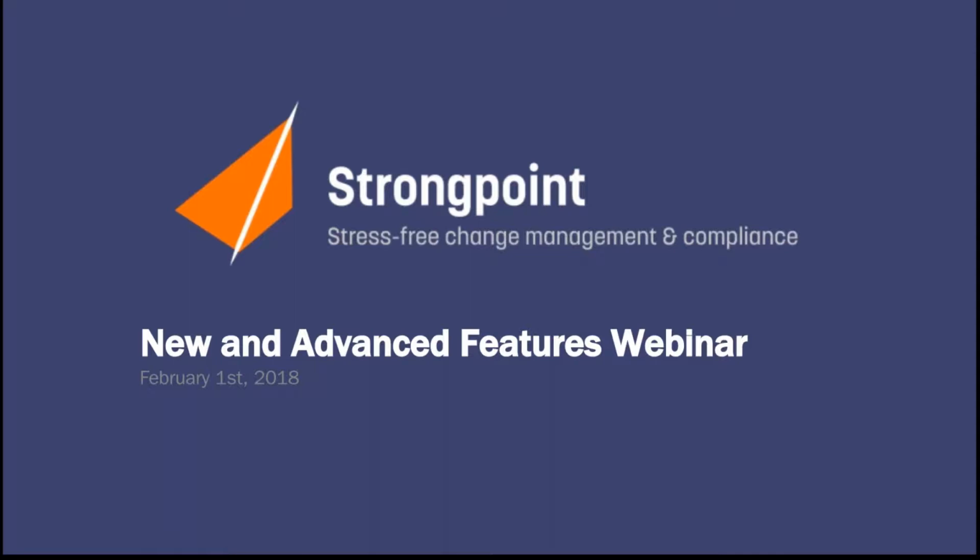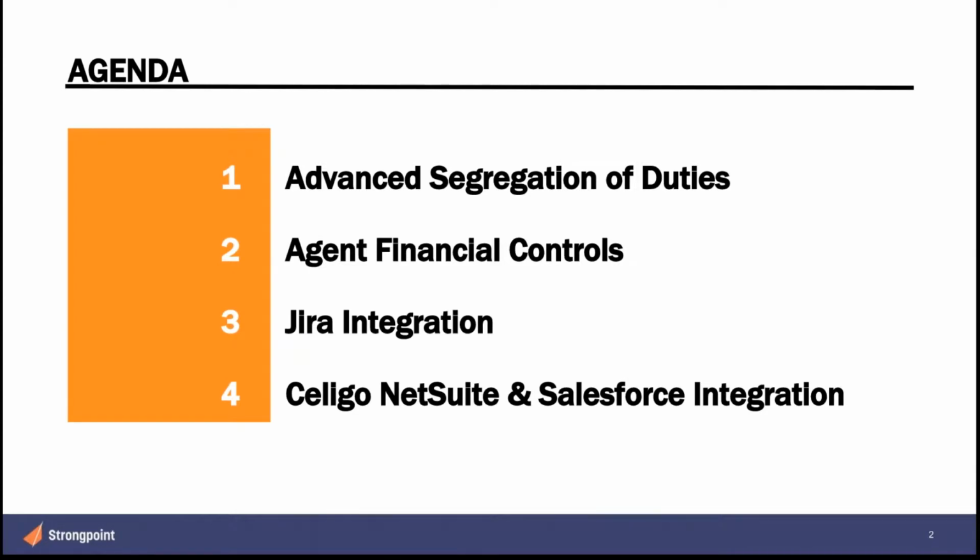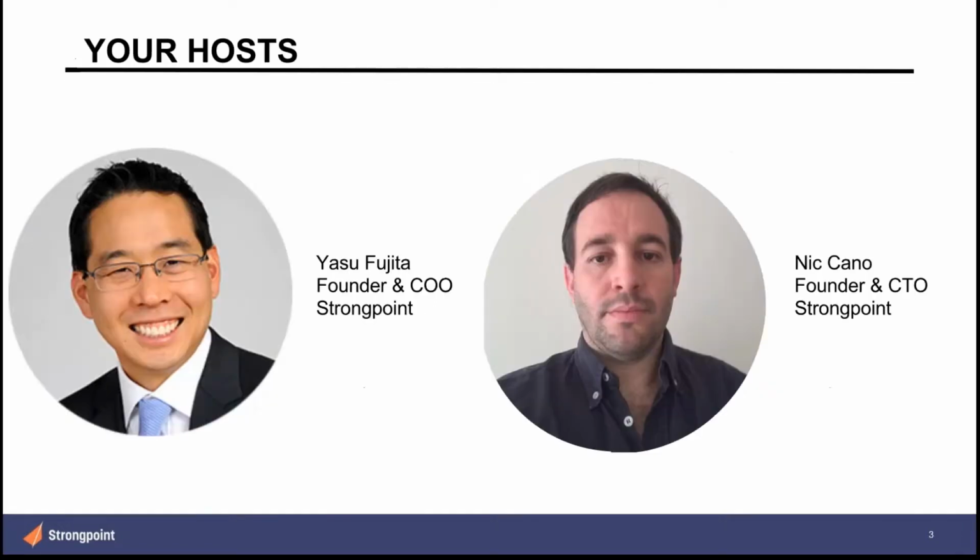Let's just move forward to the agenda slide, and we'll talk quickly about what we're going to cover today. The four key things that we want to review with you are some new features we've come out with, and some things that are coming down the pipeline very quickly. The first one we'll talk about is advanced segregation of duties. We'll then go through agent financial controls. We'll move into something that's exciting, JIRA Integration. And then finally talk a little bit about a partnership we have with respect to Celigo and integrating NetSuite and Salesforce together.